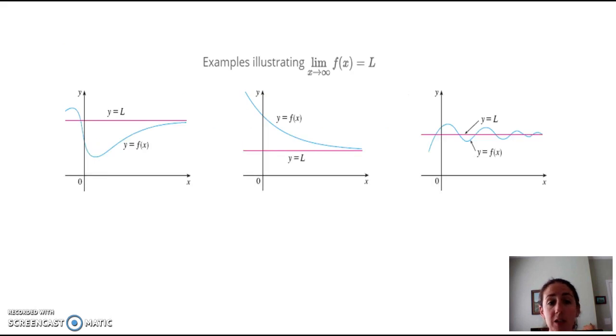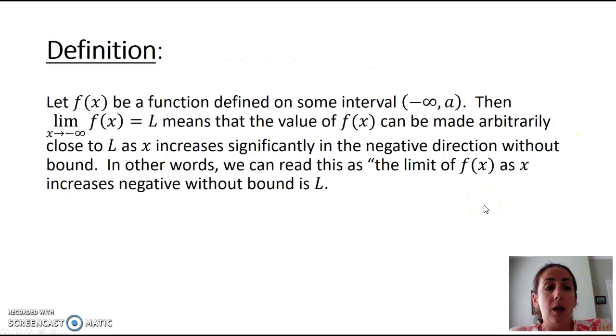Here are some examples illustrating the limit as x approaches infinity being equal to L. Now, unlike with vertical asymptotes, which we'll talk about, these horizontal lines, which I'm sure you can guess are horizontal asymptotes, your function can actually cross. It can cross once or multiple times. But as you can see, as we increase x without bound, it's eventually going to level off at this horizontal line.